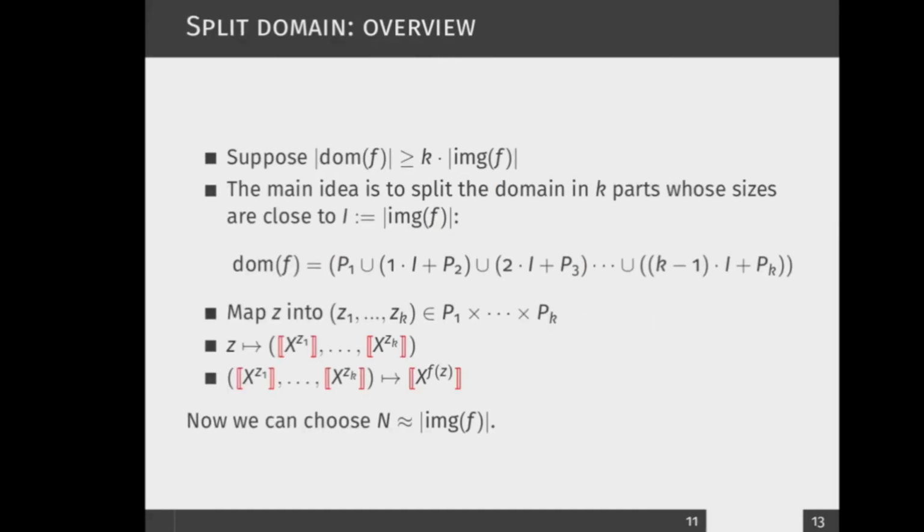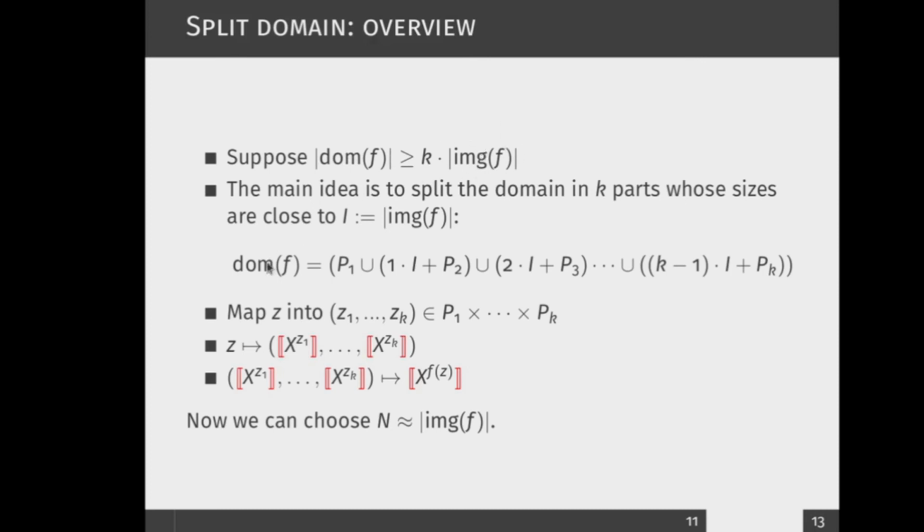Now I will give a brief overview of our second method, which is called the split domain. This method is better when the domain of the function is much larger than the image of the function. Because in the previous method we had to choose n larger than both the domain and the image, now we want to choose n larger than the image only and don't care about the size of the domain. So let's assume that the domain is about k times larger than the image.